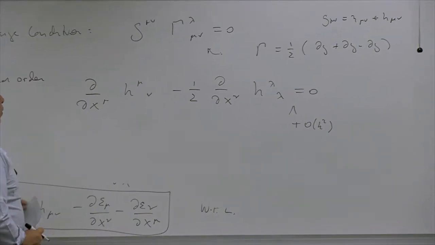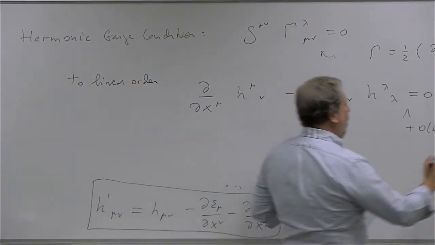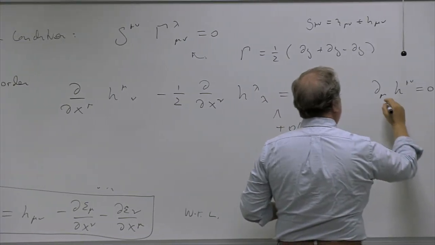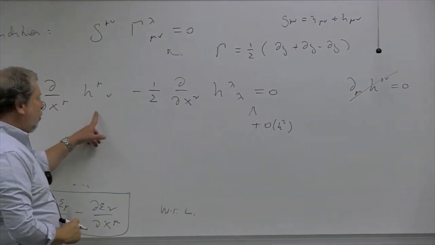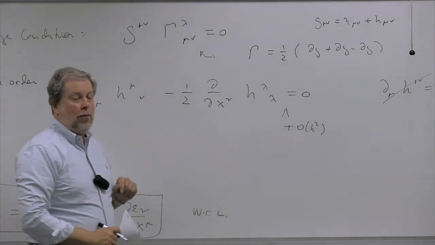So the harmonic gauge condition does not tell us that it is of the type d mu h mu nu equal to 0. It is not of that form. It is of the form that some divergence is equal to a divergence of the trace, and there is this factor of 1/2.